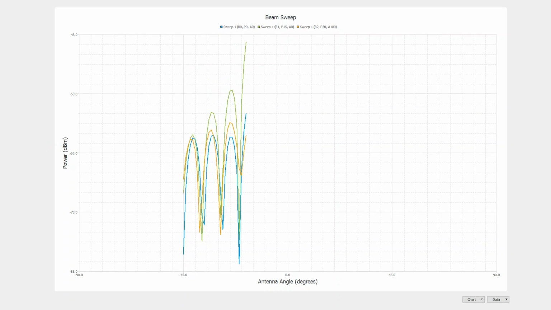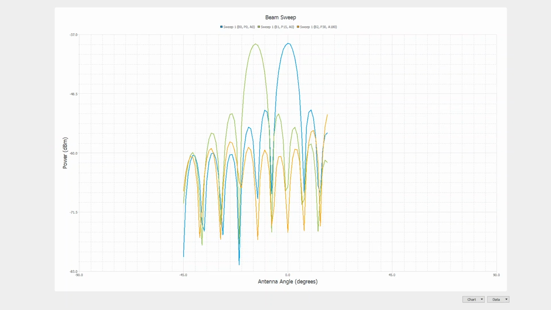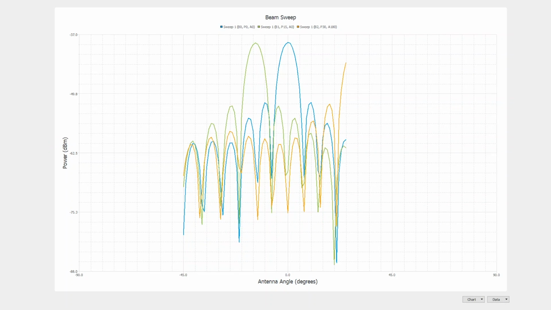The main lobe for the first beam, shown in green, is now visible at minus 15 degrees. As the positioner is rotated, the main lobe for the second beam at boresight has now also appeared, as shown in blue. The third beam is also now visible at plus 30 degrees, as configured.